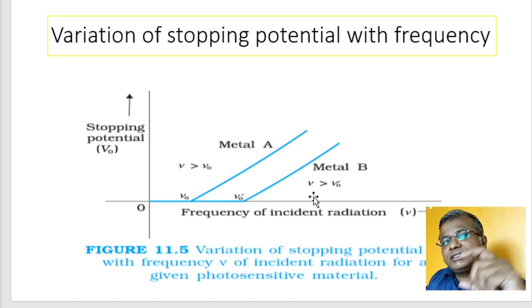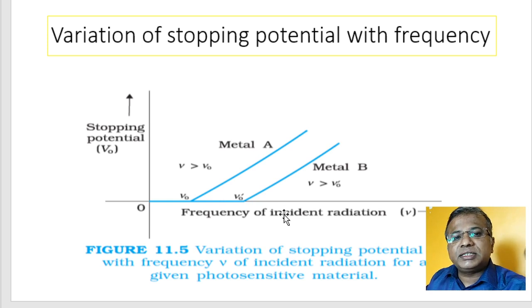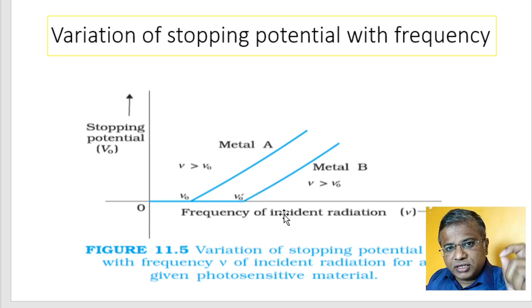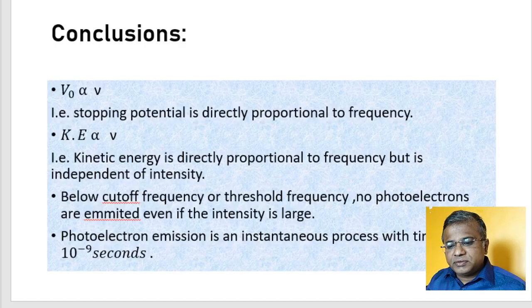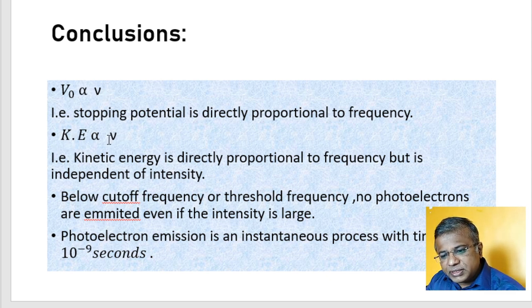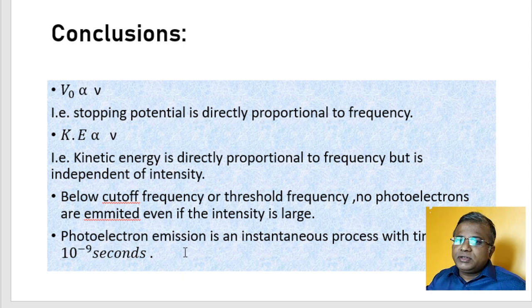So if you draw these three, four important graphs, then you mention about instantaneous process, then you mention about the threshold frequency, then I am sure that you should get 5 out of 5 in this particular question. Okay, so these are the 5 important observations. In simple terms, stopping potential is directly proportional to frequency, kinetic energy is directly proportional to frequency, below a threshold frequency there is no photoelectron emission, and photoelectron emission is an instantaneous process, along with the earlier graphs. That is how you have to explain this.